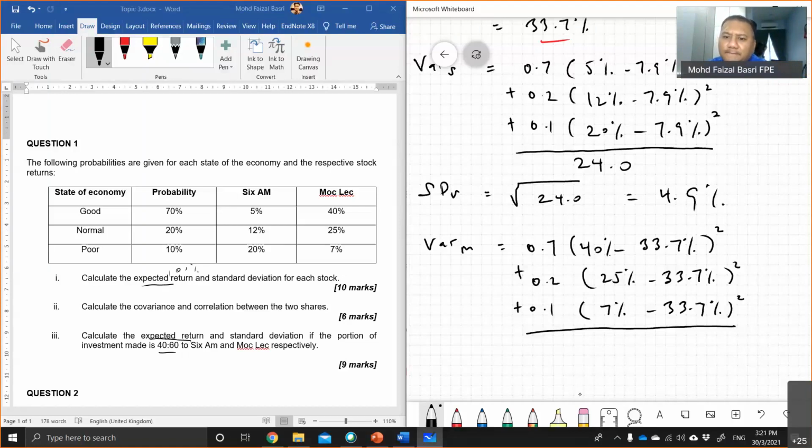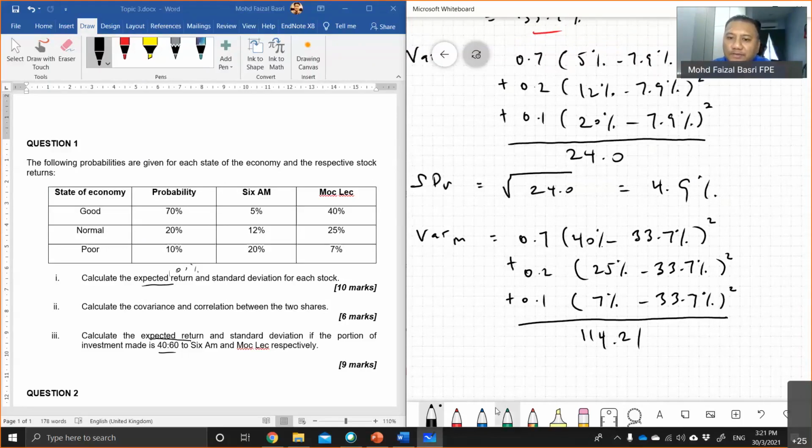114.21. Betul ke? Yang lain? Tak kira ni. Okay, setuju, tak ada dispute. Everyone agree? 114.1.